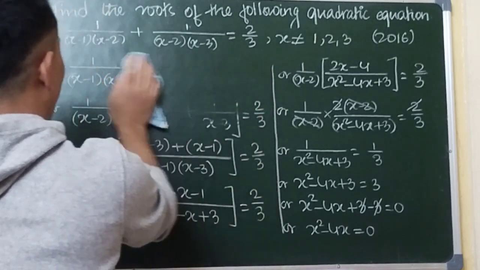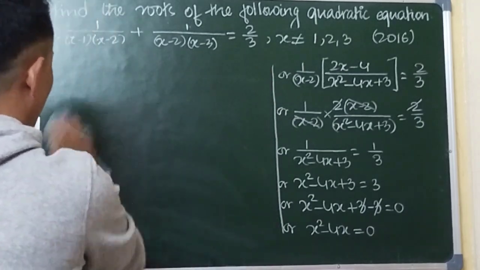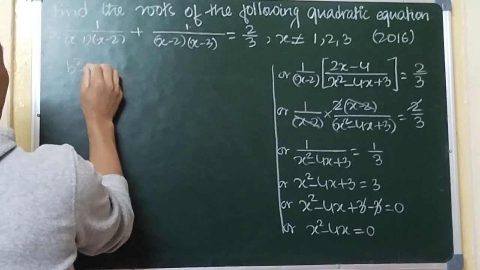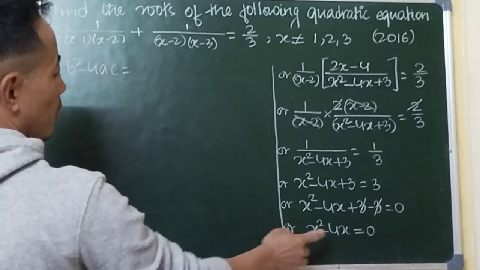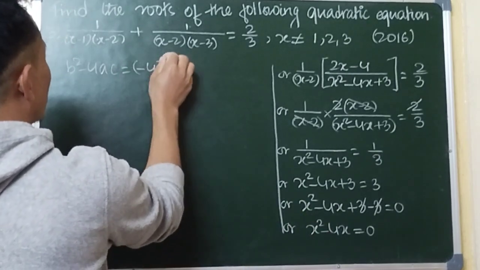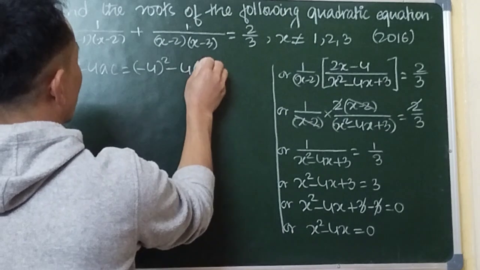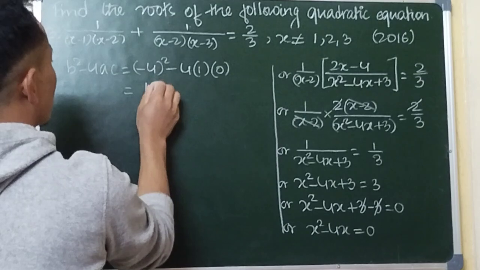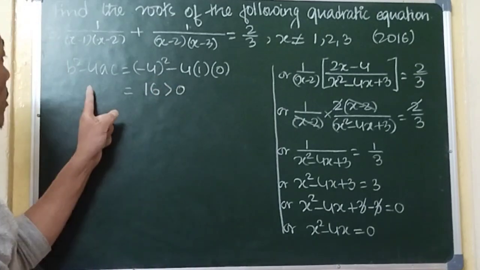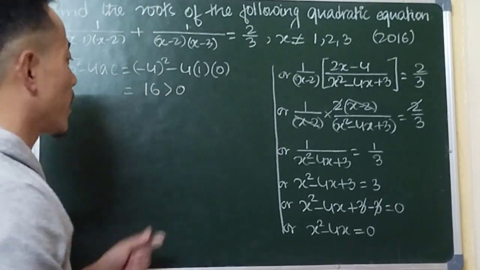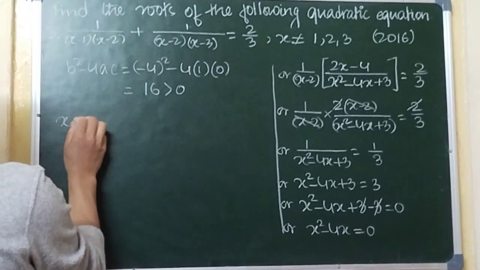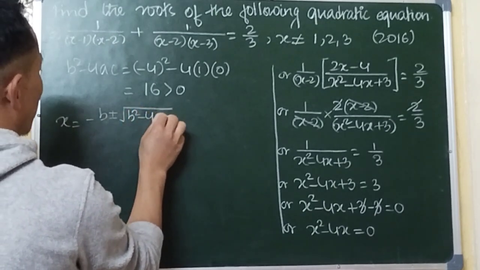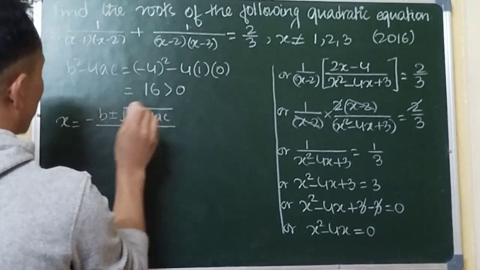Now let's see whether this will have discriminant greater than 0, equal to 0 or less than 0. So b square minus 4ac is equals to, the value of b is minus 4 square minus 4, the value of a is 1, the value of c is 0. So this becomes 16, which is greater than 0. That means this equation will have 2 distinct roots. So let's find out the value for the roots. So we'll use the formula, x is equals to minus b plus minus square root of b square minus 4ac divided by twice of a.